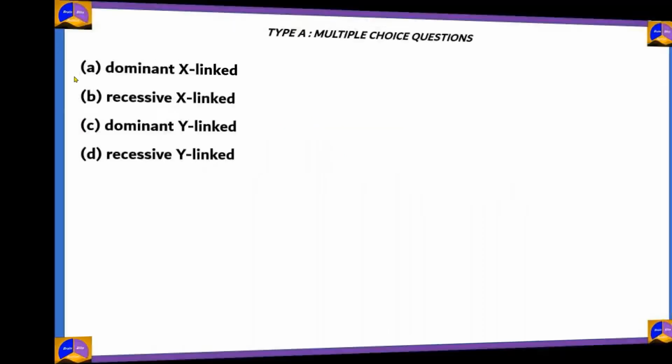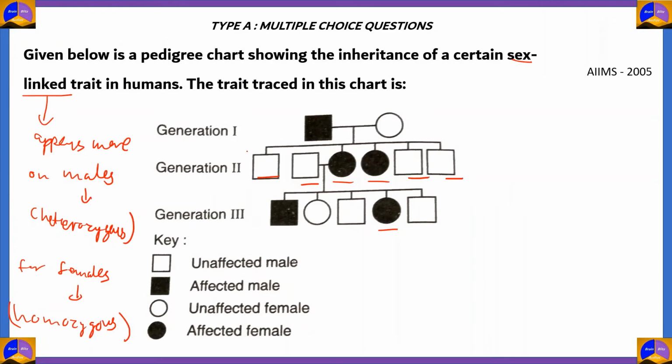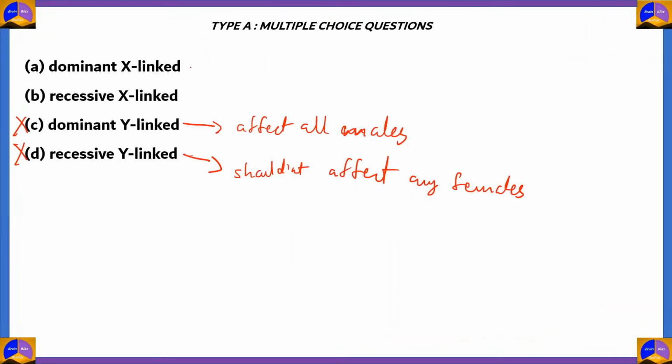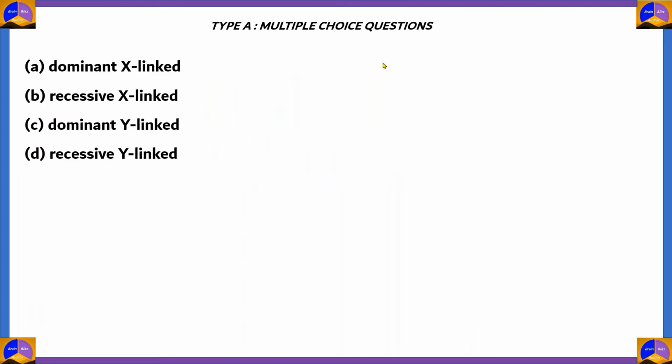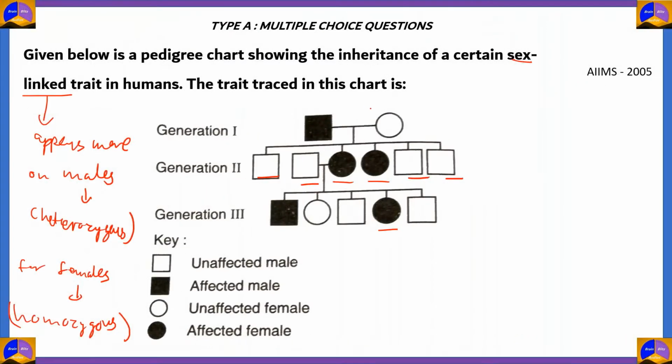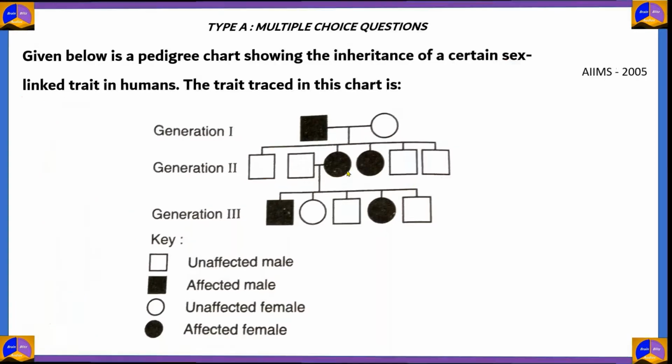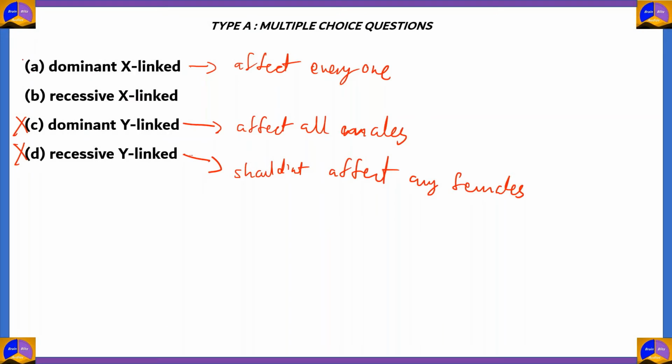What about option A? Dominant X-linked. Now for a trait to be dominant X-linked, it should affect everyone, because everyone who has an X chromosome, and that includes the males and the females, everybody should be affected. But you can find that there are people who are not affected from both sexes. So therefore, this trait is not dominant X-linked. So option A is incorrect.